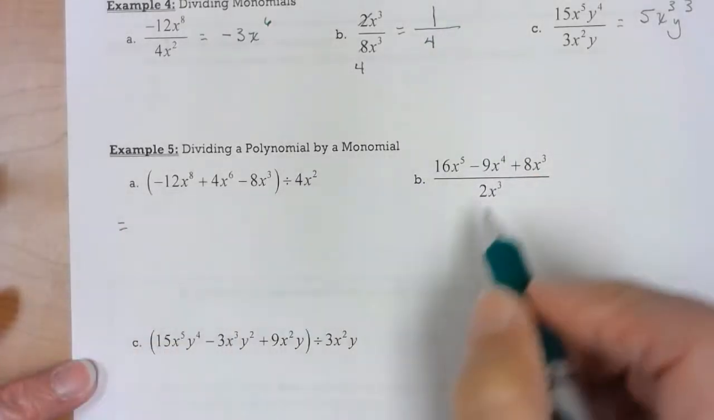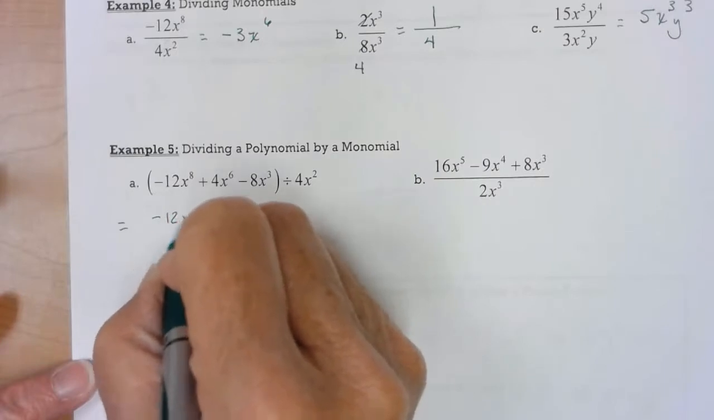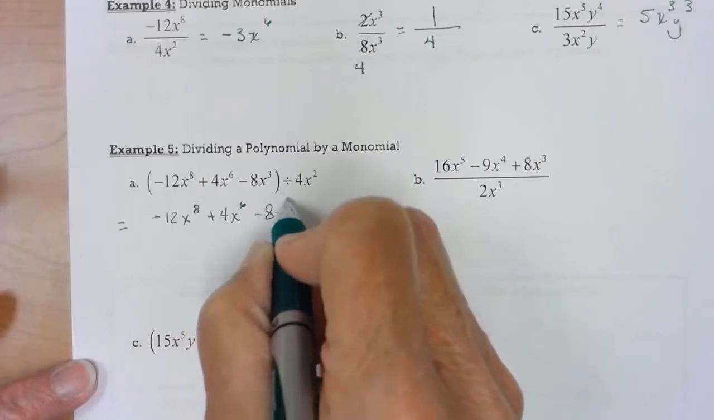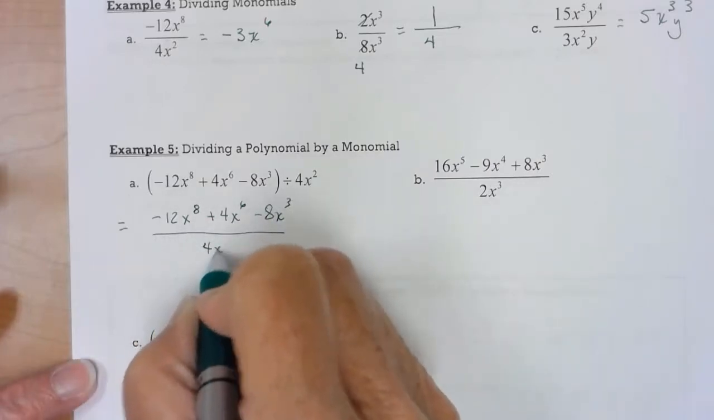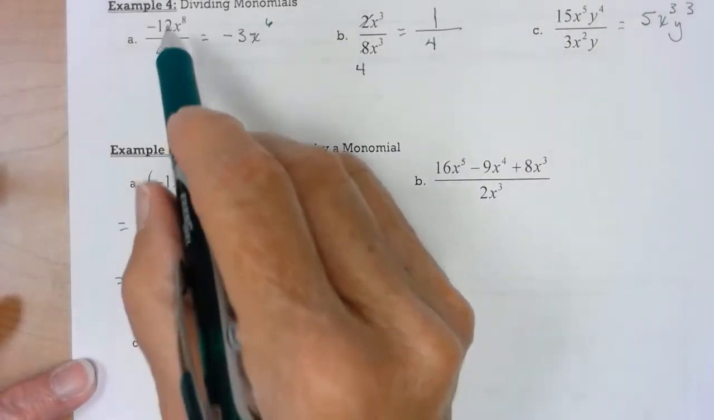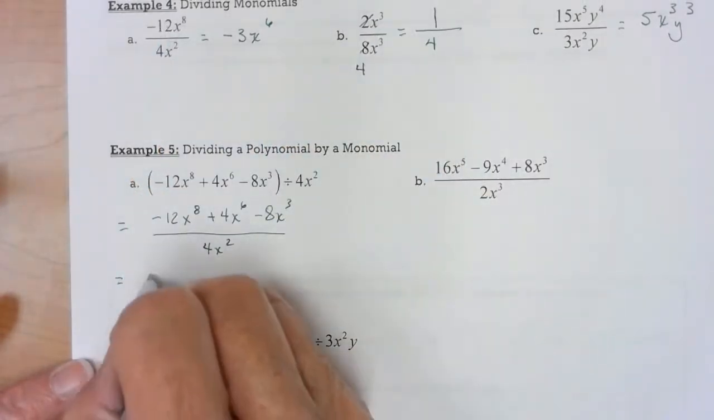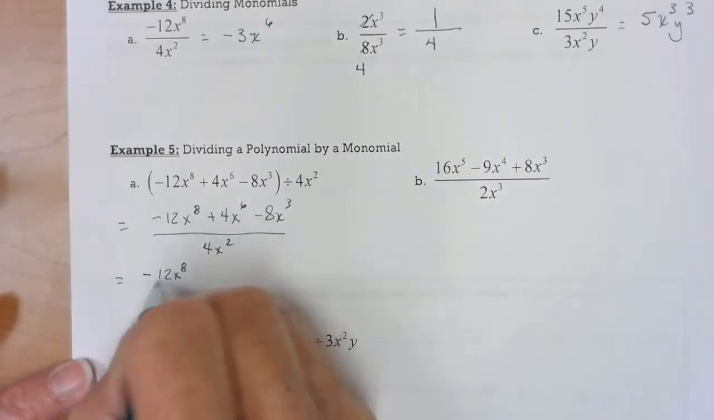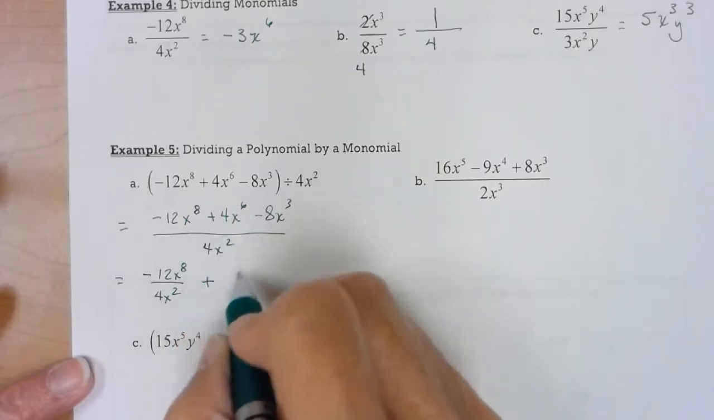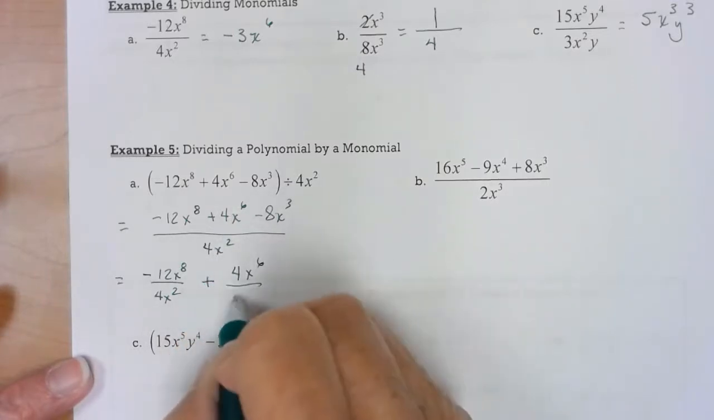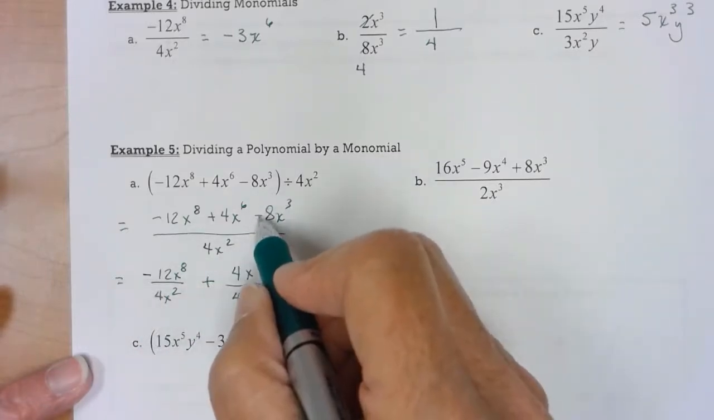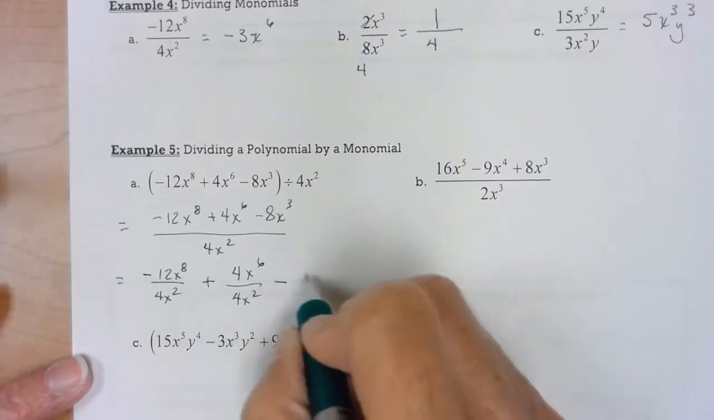First, let me rewrite this in this form. And what I meant by getting it back to a form that we know, we only can do a monomial divided by a monomial. So every one of these, because they are in the numerator, they're getting divided by this 4x squared. And I always go ahead and determine my signs. I'm going to have a negative divided by a positive, so I'm going to have a negative there.